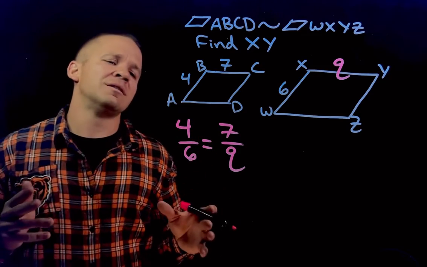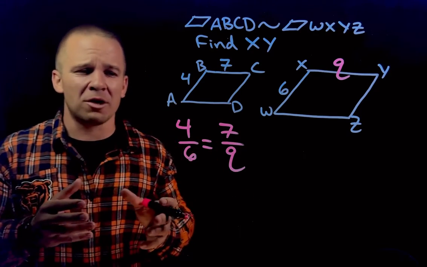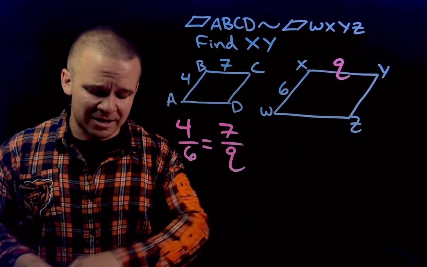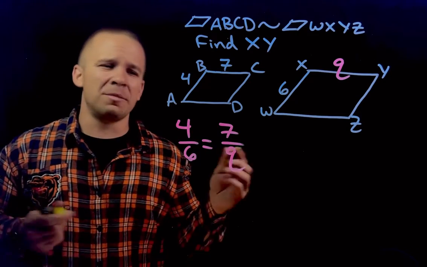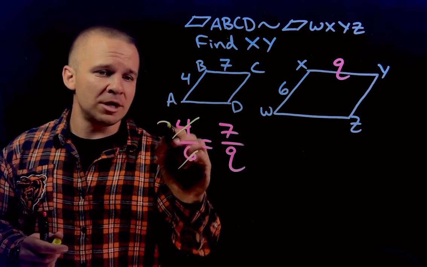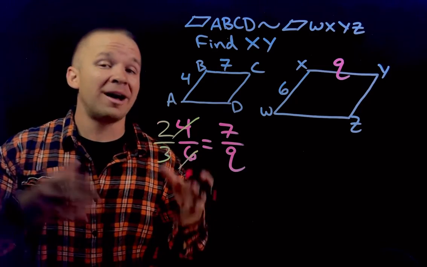All right, so what are we going to do in this situation? I got two fractions equal to each other, right? That's a proportion. I can cross multiply and solve, but not so fast. Well, you can if you'd like, but I'm going to make things a little bit easier. I'm going to simplify. We can divide both of these by 2. So I'm going to get 2/3. Now I can cross multiply a little bit easier.